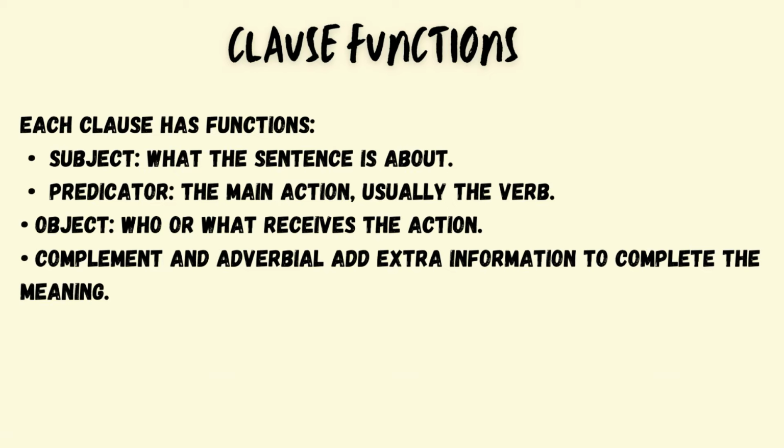Each clause has functions. First, subject. Subject is what the sentence is about. Predicator is the main action, usually the verb. Object is who or what receives the action. Complement and adverbial add extra information to complete the meaning.